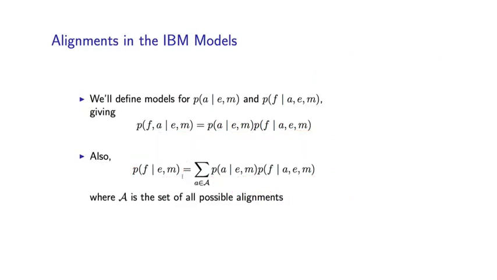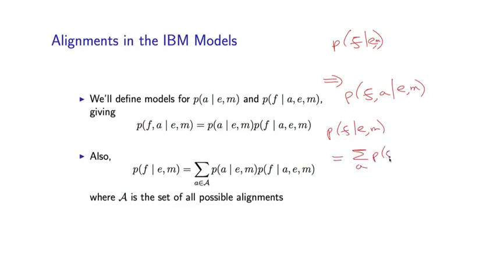So the bottom line is estimating the probability of F given E directly is very difficult. So instead, we come up with a model of P(F, A | E). Sorry, this should be conditioned on the length, I guess. And then we say P(F | E, M) is equal to the sum over A of P(F, A | E, M).